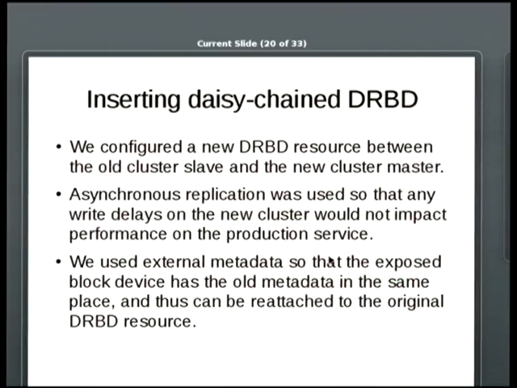We then configured a new DRBD resource between the old and new clusters. For that, we used asynchronous replication, the reason being that if something went terribly, terribly wrong in the new cluster, which is not in production, we don't really care, and we don't want it to affect what's going on in the old cluster at all.